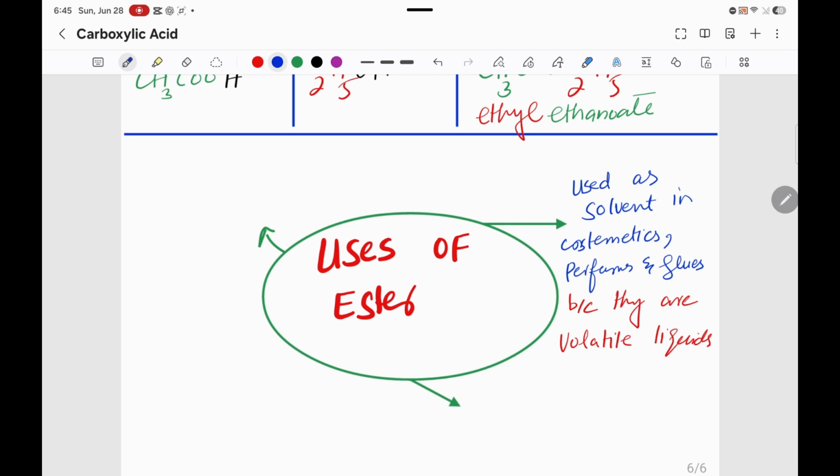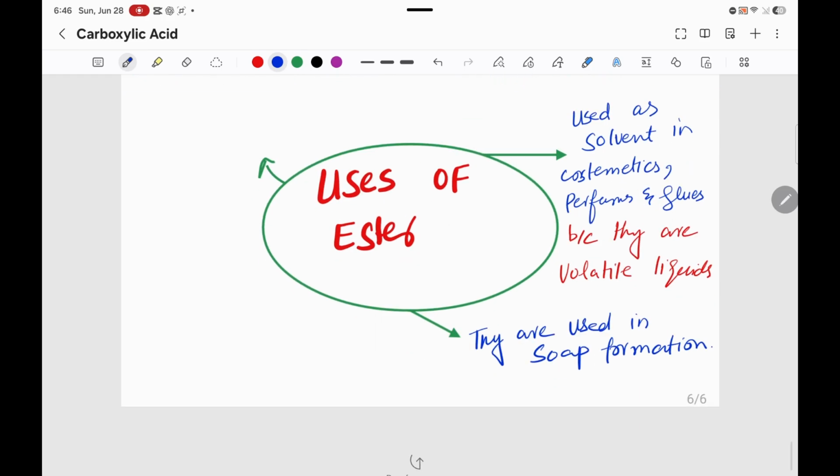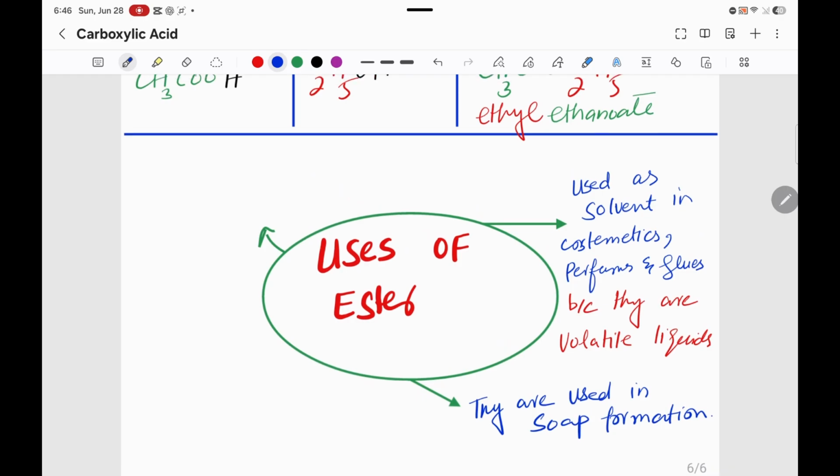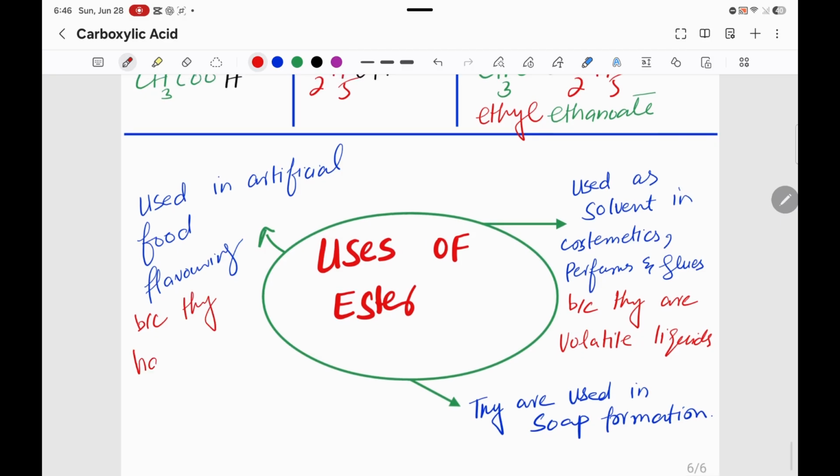Okay, next, they are used in soap formation, and lastly, used in artificial food flavoring, because they have a sweet, fruity smell.